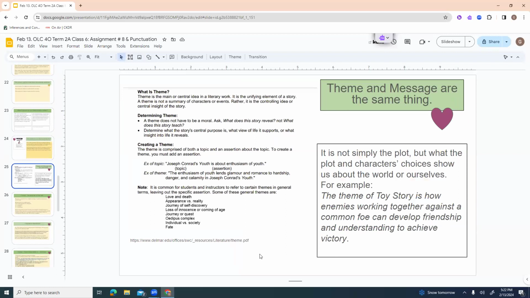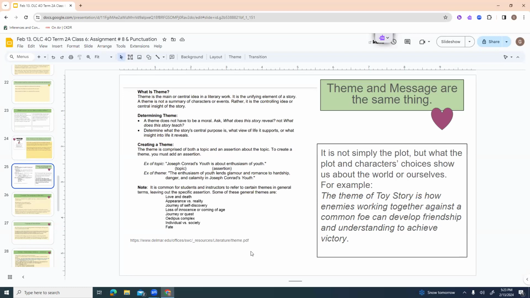Okay. So they talk about theme at one point, but I don't know if what theme is really clear. Theme and message are basically the same idea. Theme is the main or central idea in a literary work. It is the unifying element of a story. A theme is not a summary of the characters or a summary of the events. It's the controlling idea or the central insight of the story. A theme does not have to be a moral.